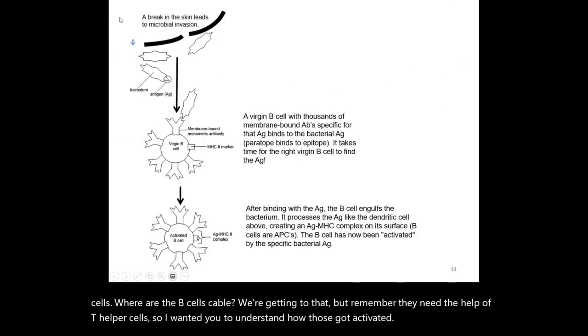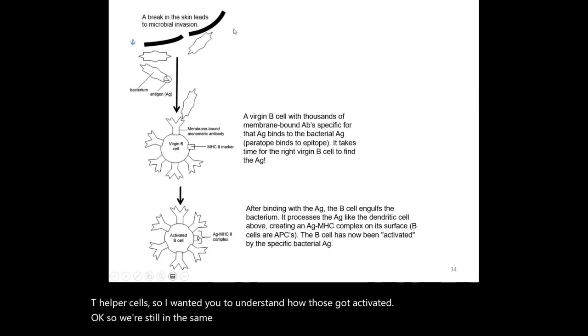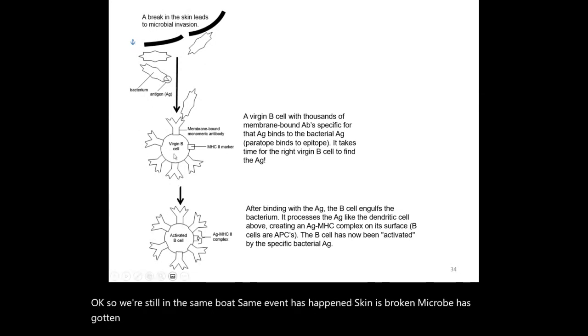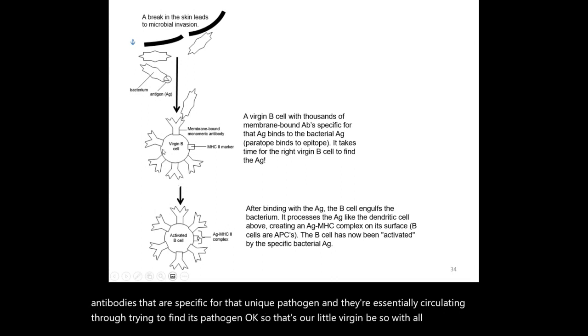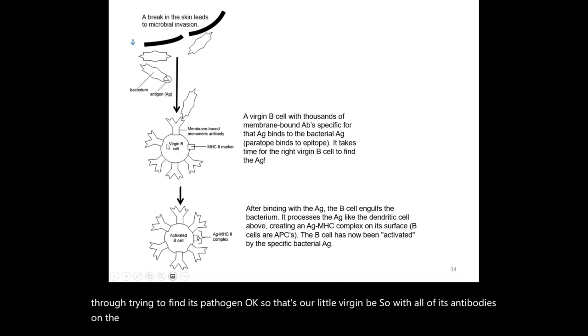Okay, so we're still in the same event. Skin is broken, microbe has gotten in. Well, remember, on the surface of B cells are tons and tons and tons of antibodies that are specific for that unique pathogen, and they're essentially circulating through trying to find its pathogen. Okay, so that's our little virgin B cell with all of its antibodies on the surface.